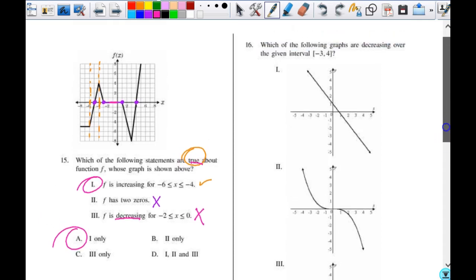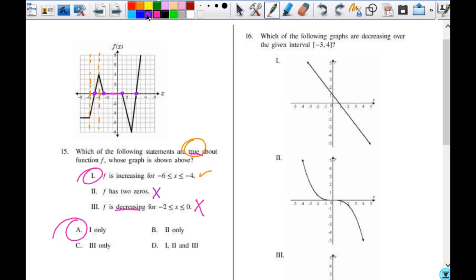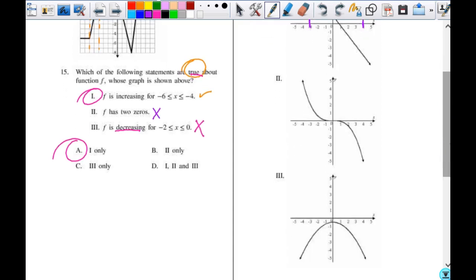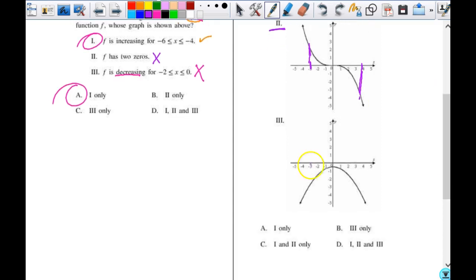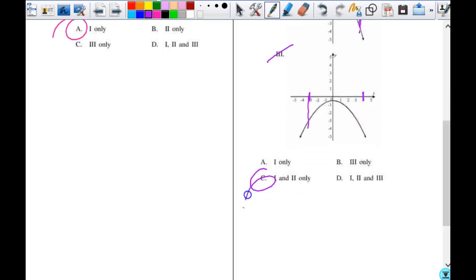All right, 16. Which of the following graphs are decreasing over the given interval? Decreasing from negative 3 to 4. All right, so from negative 3 to 4, I would definitely say that this one is decreasing, so I like that one. From negative 3 to 4, I would definitely say that that is decreasing, so I like Roman numeral 2. Then from negative 3 to 4 here, not decreasing because that is increasing, then it begins to decrease. So I don't like 3, so it is 1 and 2 only.